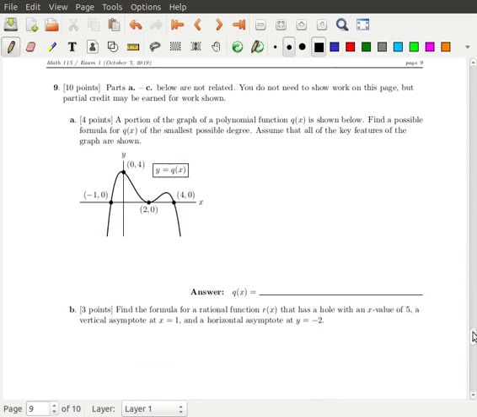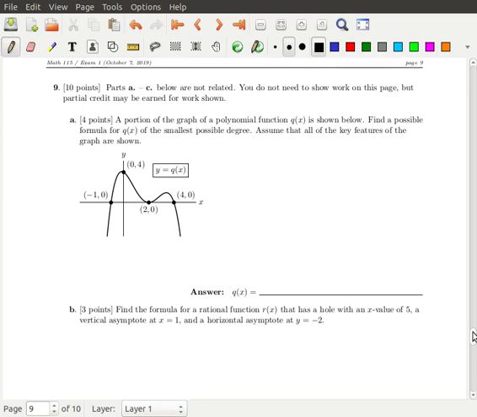Great. Last two problems should be a bit easier, and we're doing great on time. We would have 25 minutes left to do these last two problems if we were really taking this exam. Problem 9, parts A through C below are not related. You don't need to show work on this page, but partial credit might be earned.